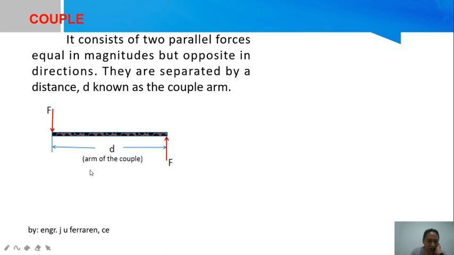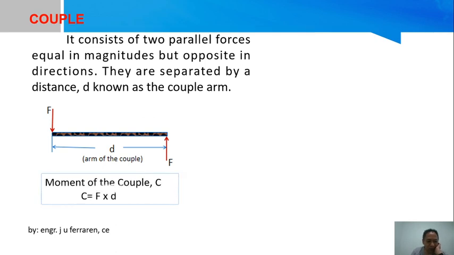What is the couple moment, or the moment of the couple? What is the moment produced by the couple? It's a product of a force F times the distance, or couple arm, D. So that's the moment of the couple.